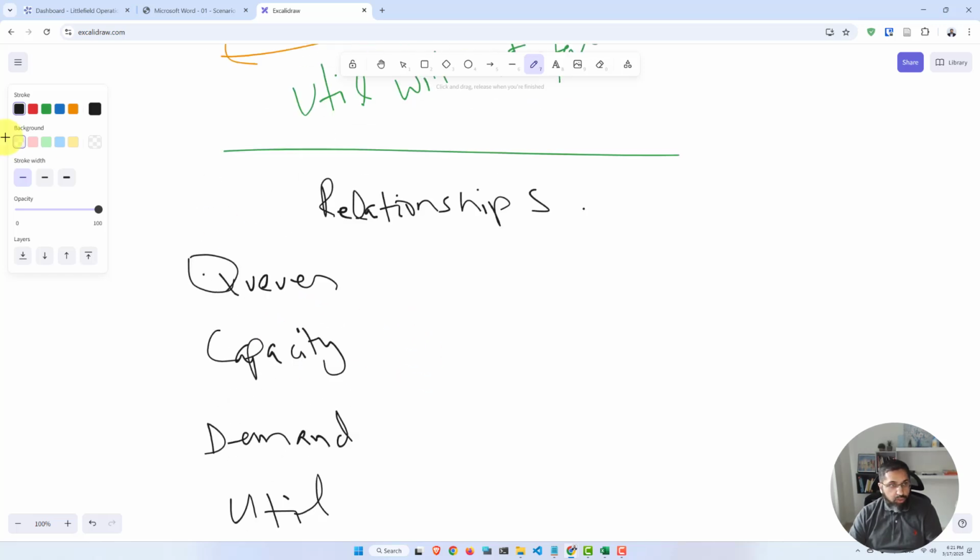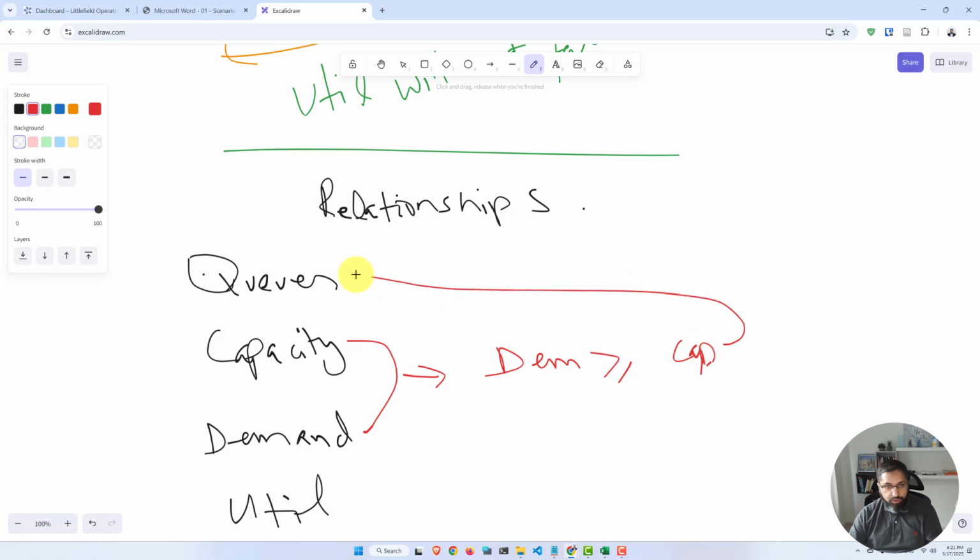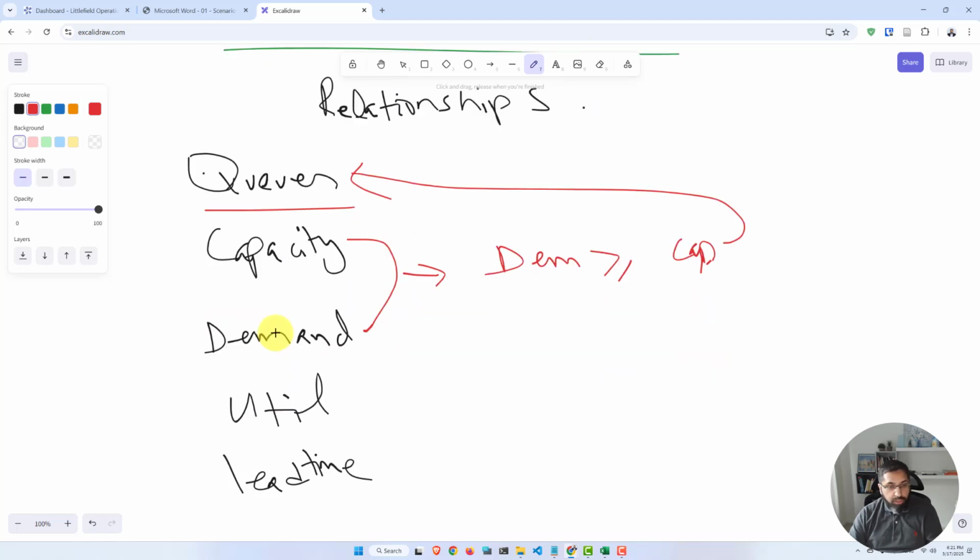Okay, so what is the relationship between capacity and demand? The relationship is when demand is bigger than or equal to capacity, it leads to queues, right? What is the relationship between queues and utilization? If you have high queues, it's going to lead to 100% utilization even if your capacity was increased until you munch through the queues, okay?